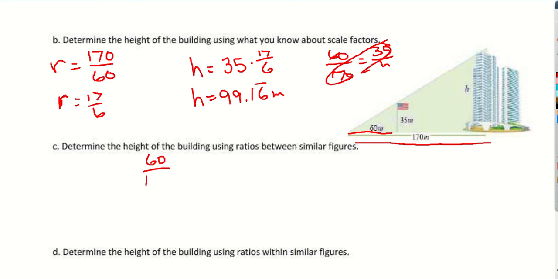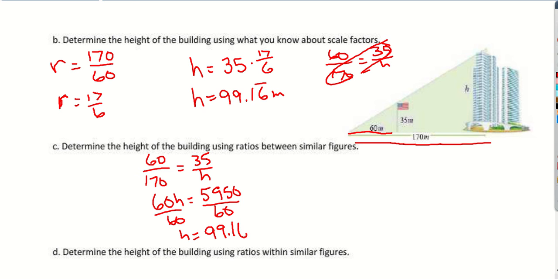So determine the height of the building using ratios between similar figures, and so we just literally did that. 60 over 170 is equal to 35 over h, and so when I cross multiply, 60h is equal to 5,950. And so when we divide by 60, we already know our answer is going to be 99.16 repeating.